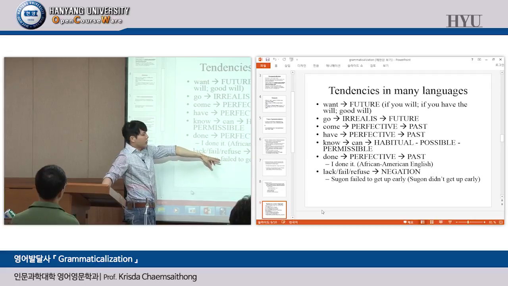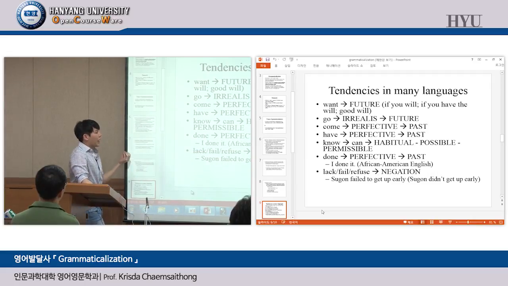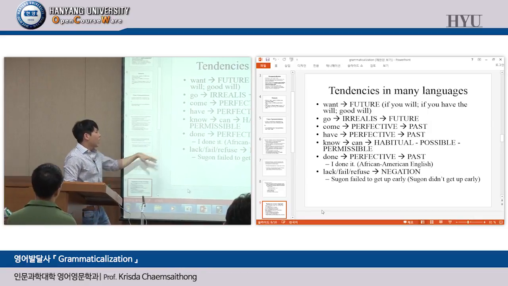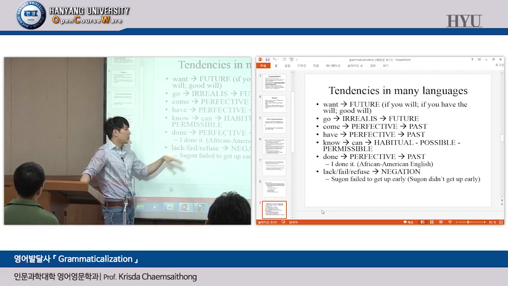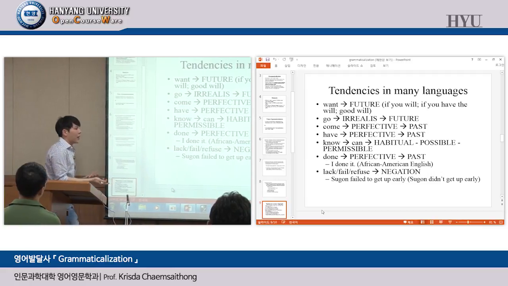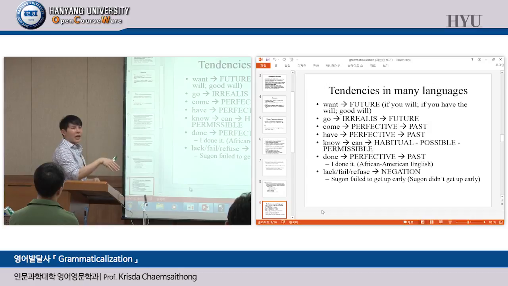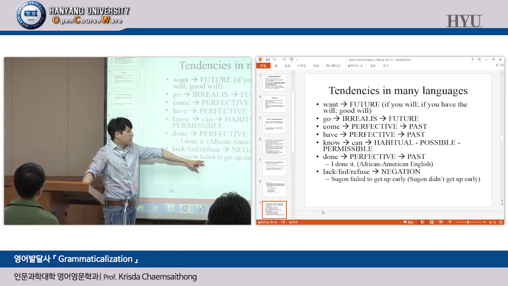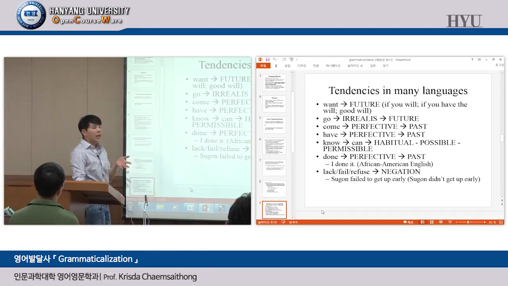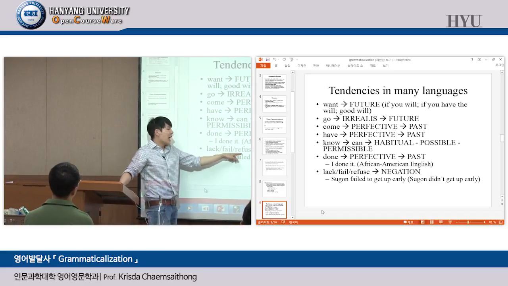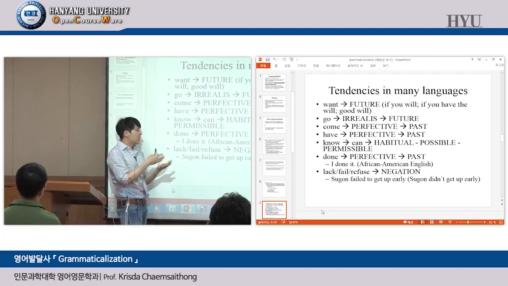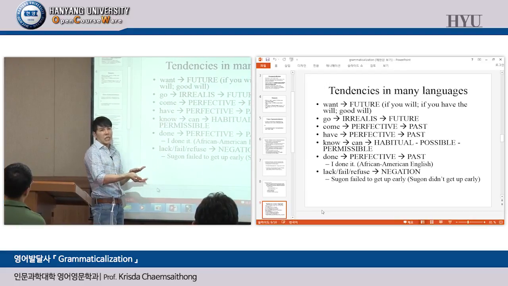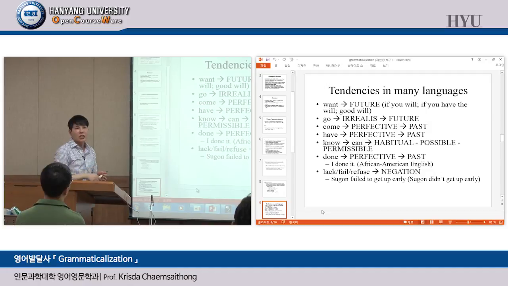Lack, fail, or refuse: negation. These used to mean lack, not enough; fail, meaning you do not succeed; refuse, you do not do it. So these items tend to become negation markers. Like "he failed to get up early" means he didn't get up early. So fail here has undergone semantic bleaching. It doesn't mean the same thing as "he failed the class," but it has become a negation marker.